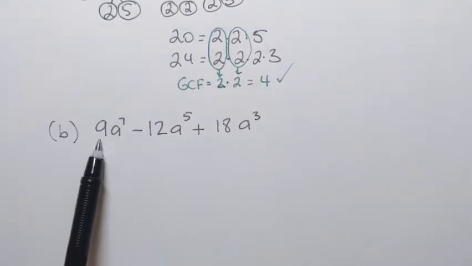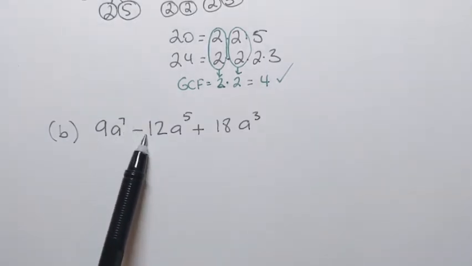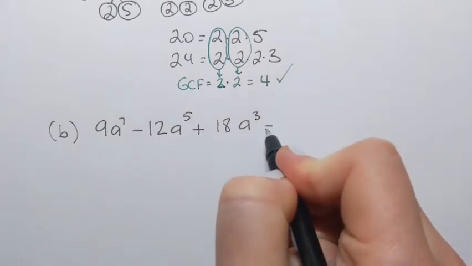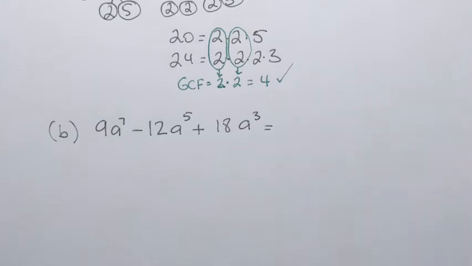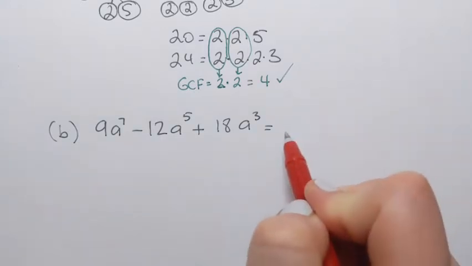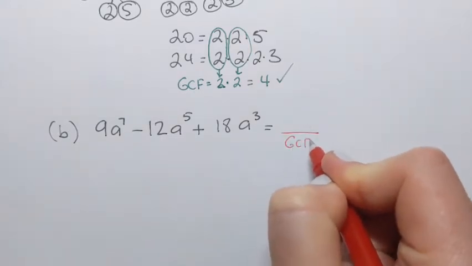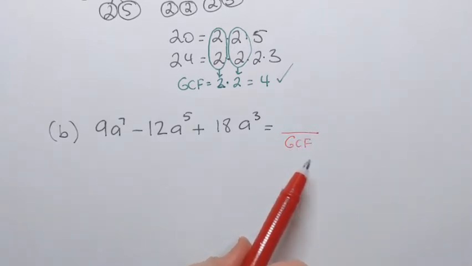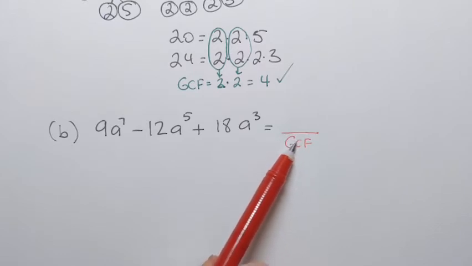Let's try this example. 9a to the 7th power minus 12a to the 5th power plus 18a to the 3rd power. So we start by thinking about the GCF, or getting the GCF. By the way, you don't have to really write it. That's just me making notes for myself and for everyone. So what's the GCF?